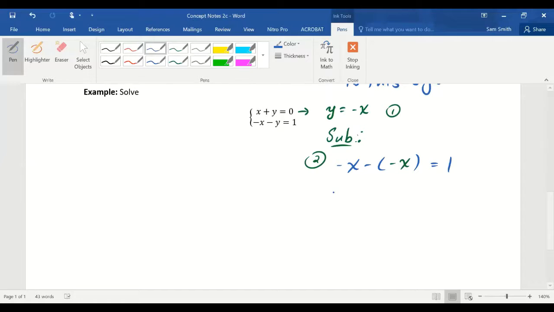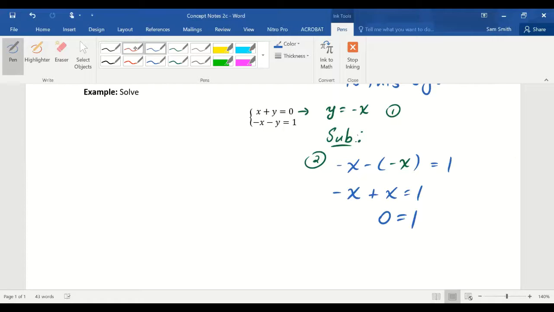Now, if I clean this up, minus a negative becomes positive, and I combine like terms: a negative x combined with a positive x cancel each other out completely. And I'm left with the statement 0 equals 1. Now, that's unusual because all of the variables have vanished. In this equation, there are no x's and there are no y's. So let's see if we can make sense of what's going on with this system.